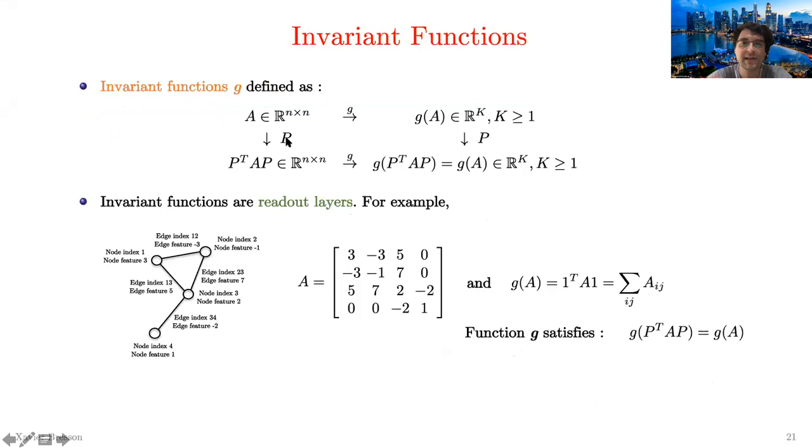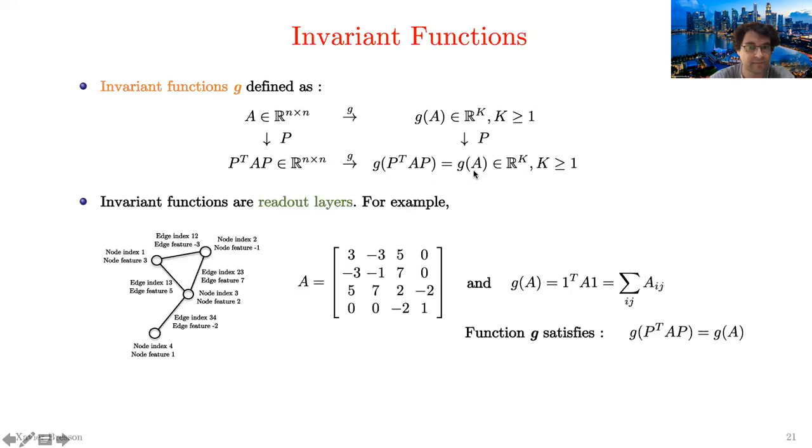After equivariant functions, now I will have invariant functions G. Again, I have my graph A, and then I'm gonna apply my invariant function G, and I will have G of A. So I will go from a matrix N by N to a vector of size K. If I apply the index permutation, P transpose AP, and I do G of P transpose AP, then this time I will get G of A. Here I don't have any P anymore because I just have a vector, right? I don't have any more matrix N by N. So if your function G satisfies this equation, then your function is invariant.